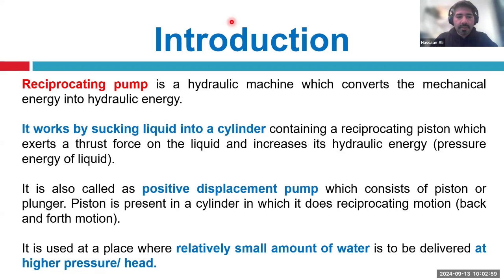A positive displacement pump can be a piston pump or a plunger pump. The piston is present in the cylinder, in which a reciprocating motion, that means a back and forth motion, is converted into hydraulic energy. It is primarily used where relatively smaller flow rates are required, a smaller amount of water or any fluid, which needs to be developed at a very high pressure or very high head. Whenever you picture a high pressure application, whether in a petrochemical plant, a refinery, or a chemical establishment, that's where you will see a lot of reciprocating pumps.